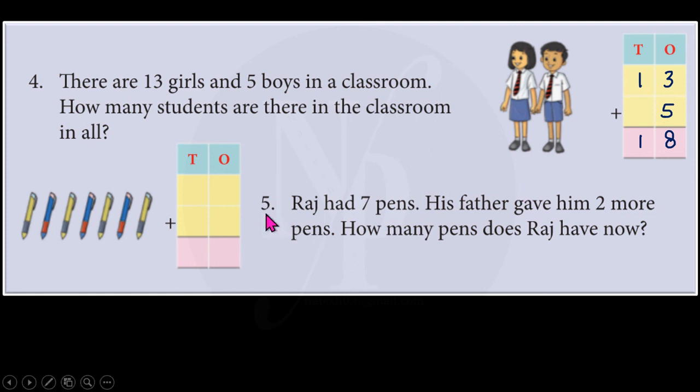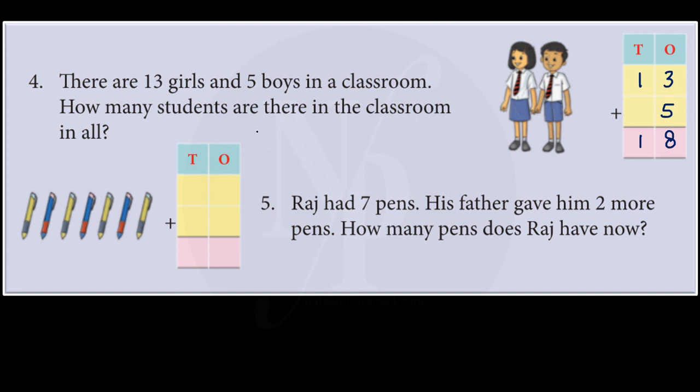Coming to question number 5. Raj had 7 pens. His father gave him 2 more pens. How many pens does Raj have now? So we have to add these numbers to get the answer. So Raj had 7 pens.